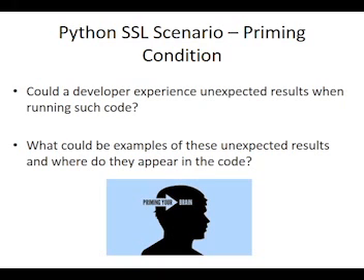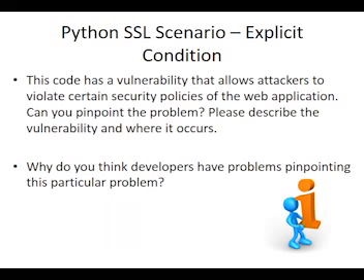And the developers that got this scenario in the explicit condition, we explicitly said this code has a vulnerability that allows attackers to violate the security policies of the web application. And can you pinpoint the problem? Please describe where it occurs and why you think developers have problems pinpointing this problem.